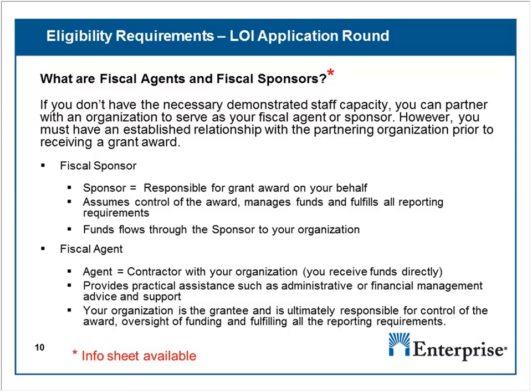And of course, the other option is using a fiscal agent. If you choose this route, the agent would serve as a contractor with your organization. You will receive the grant funds directly because you are the actual grantee in this arrangement. The agent provides practical assistance such as administrative and financial management, advice, and support. And again, your organization is the grantee and is ultimately responsible for control of the award, oversight of the funding, and fulfilling all the reporting requirements during the duration of the grant.